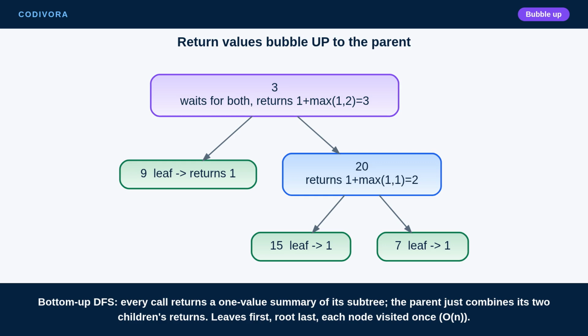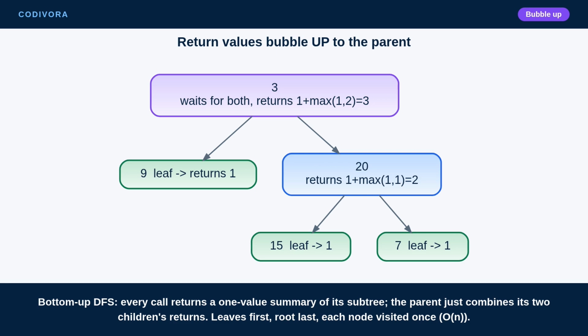Now watch the answers flow upward. In bottom-up DFS, every call returns a single value that summarizes its whole subtree, and the parent's only job is to combine its 2 children's returns. Take the height example. The leaves 9, 15, and 7 each return 1. Node 20 combines its 2 ones into 1 plus max of 1 and 1, so 2. The root 3 combines the 1 from 9 and the 2 from 20 into 3.